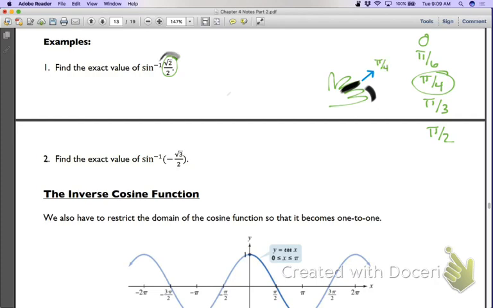Now, is this positive or negative? Is there a negative sign with this? Not with the negative 1. Is there a negative with the square root of 2 over 2? No. There's a negative with the inverse. That just means the inverse, or arc sine, whatever you want to call it. So if this is positive right here, then that means that this angle is positive. So the exact value of inverse sine of square root of 2 over 2 is just pi over 4.